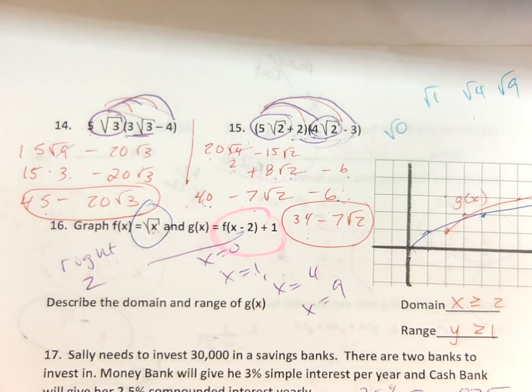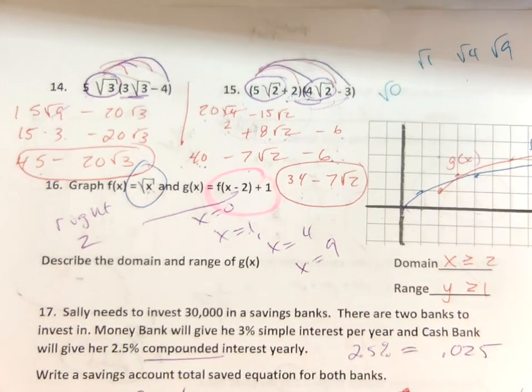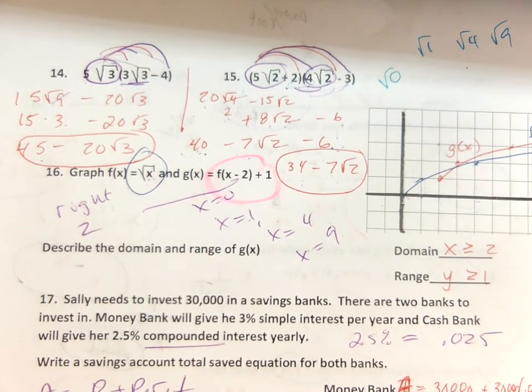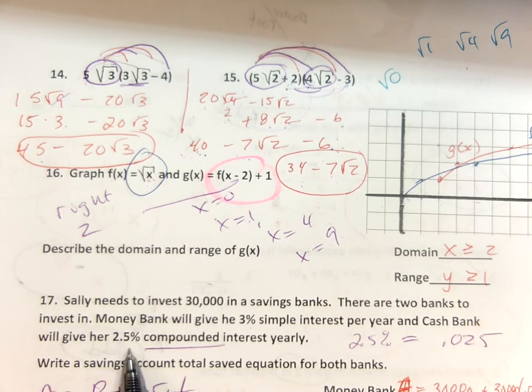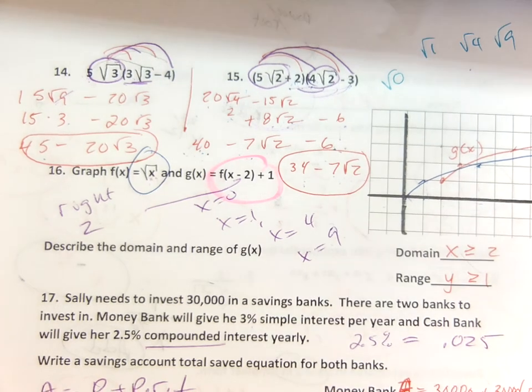Okay, all right. Money. Sally needs to invest $30,000 in a savings plan. There are 2 banks to invest in. Money Bank will give 3% simple interest. That's that one. And Cash Bank will give her 2.5% compounded interest yearly. So write a savings account total.